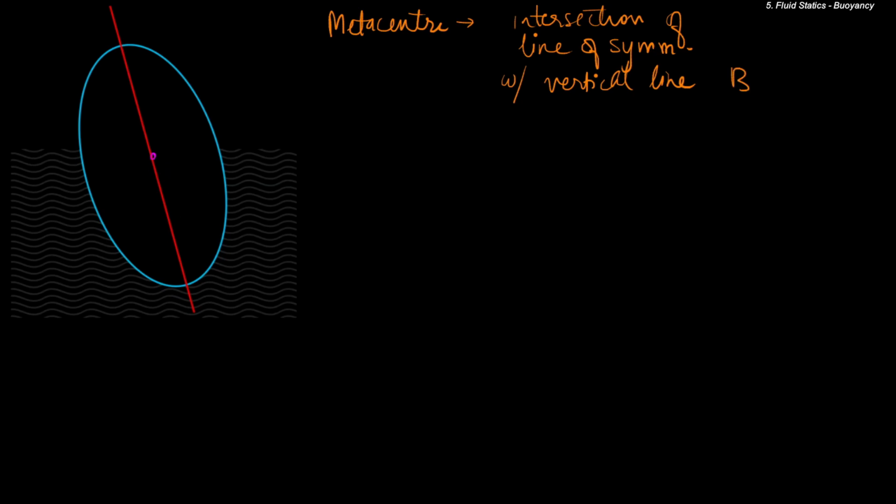So let us say that this point is G, that is the center of gravity, center of mass, and the point of buoyancy is somewhere over here. So let us draw a vertical line through point B. It intersects this line of symmetry over here, and so this point becomes M, the metacenter. This is point B. So in this case, the tilt is anti-clockwise.